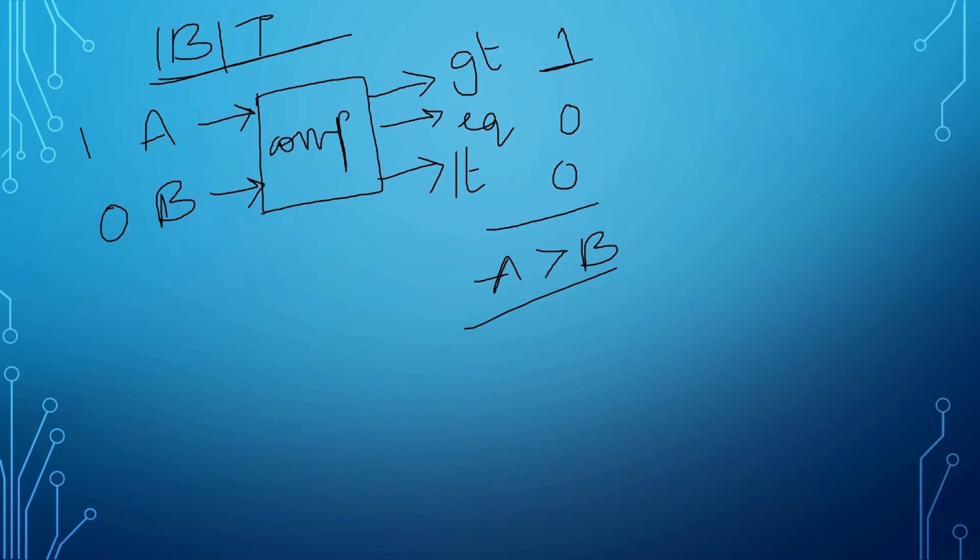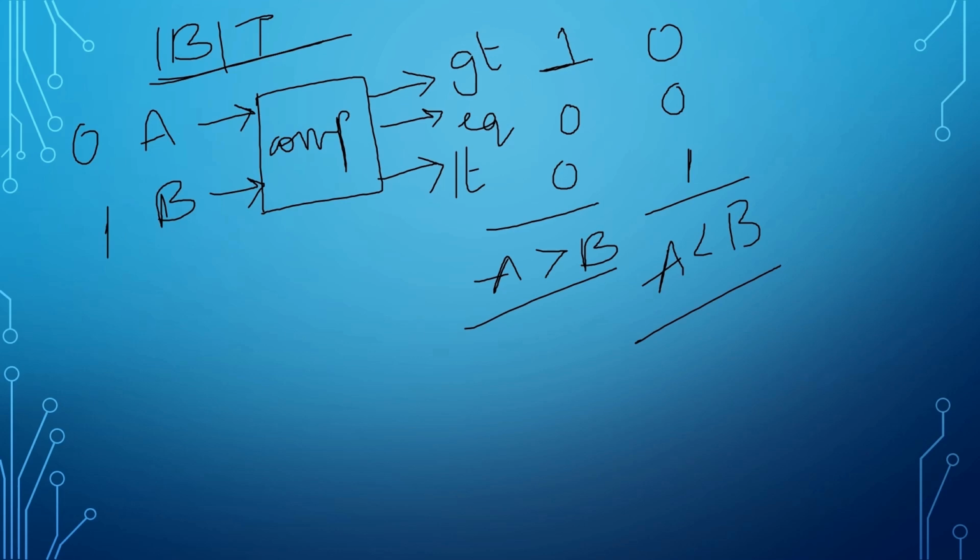Suppose when input A is 0 and input at B is 1, then A is less than B. At that time, LT becomes 1 and the remaining two become 0. This is for the case of A less than B.